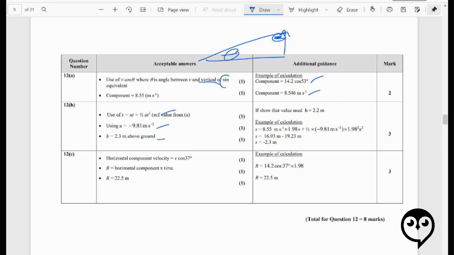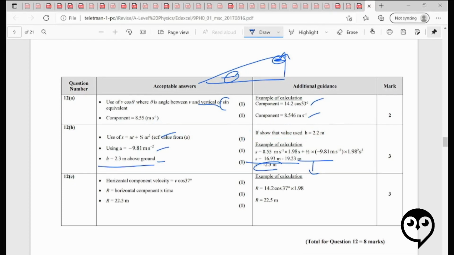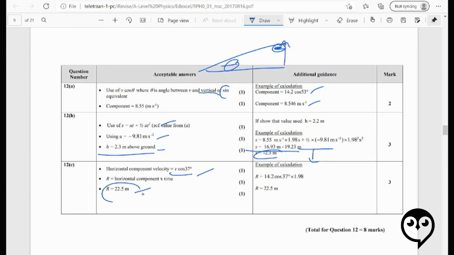Everything's looking good here. We started 2.3 above ground because in our final answer, we landed 2.3 meters below where we were launched from. Now look at this, pay very close attention here. If the value used was h, 2. Okay, and then moving on, we got the component times the time, and there we go.